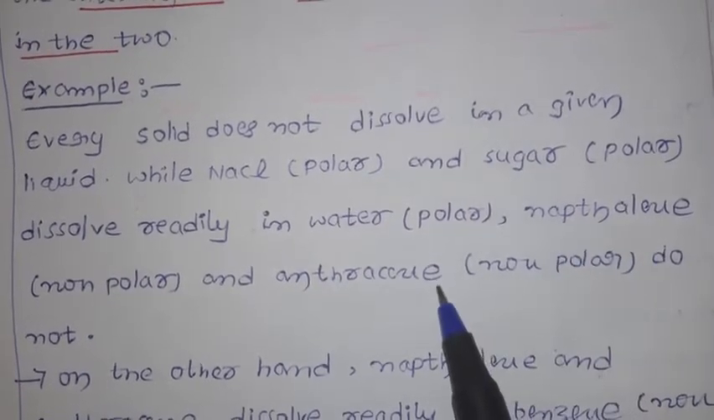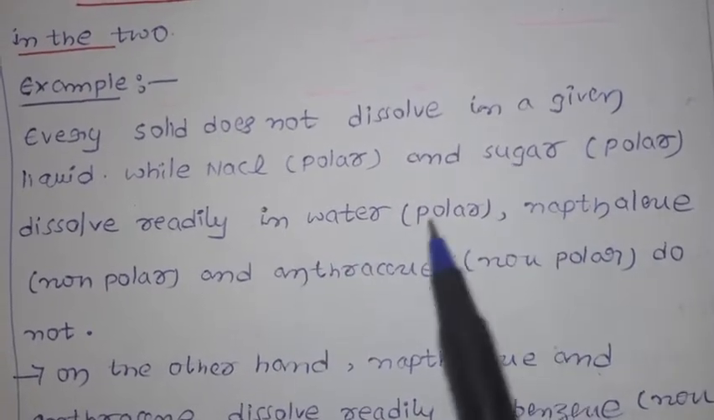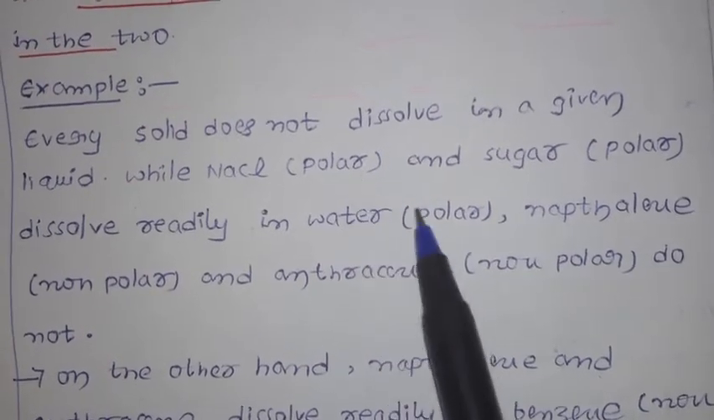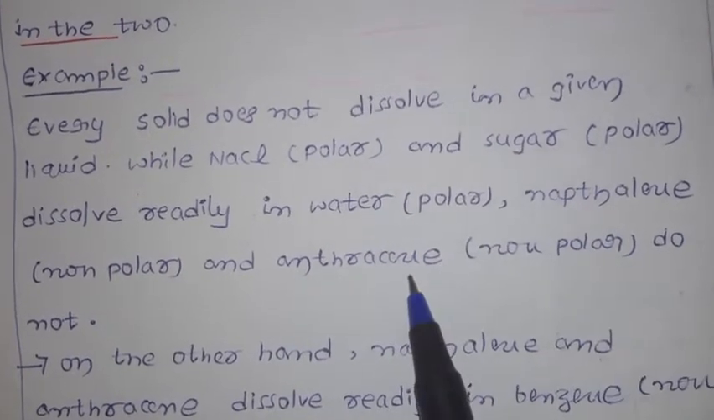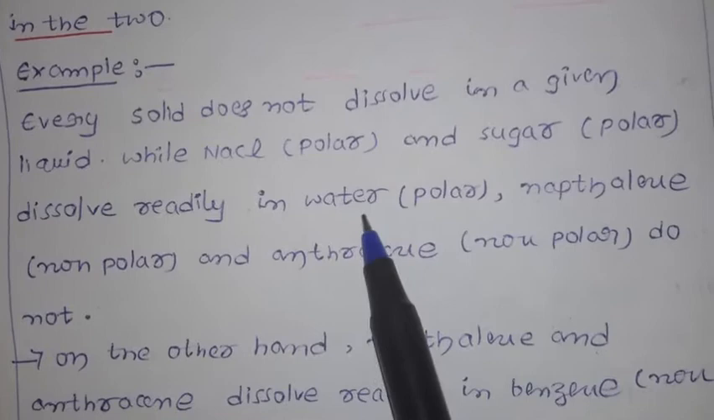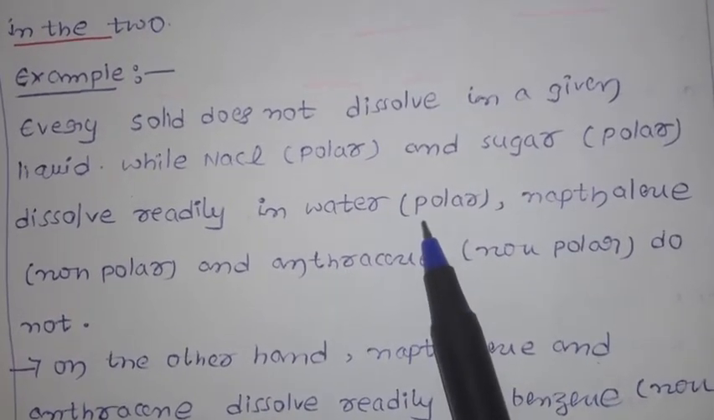So naphthalene and anthracene do not dissolve in water, but sodium chloride and sugar dissolve in water. Why? Because sodium chloride and sugar are polar. But naphthalene and anthracene are non-polar, and water is polar, so they do not dissolve in water.